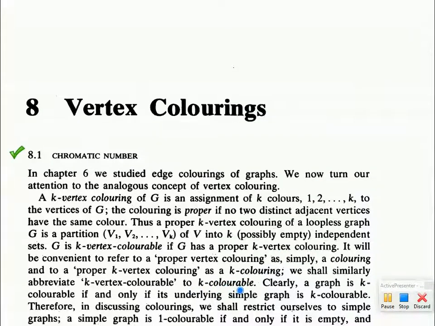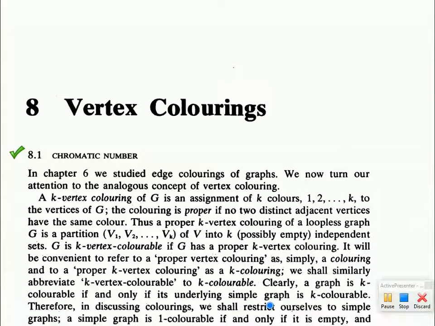K-vertex colorable is abbreviated K colorable. A graph is K colorable if and only if its underlying simple graph is K colorable. You have to start with a loopless graph again. Why? Because if you had a loop, then a vertex would be adjacent to itself, and so you could not have a proper coloring, in the sense that that vertex would be colored in the same way as an adjacent vertex, itself. So again, loops are not allowed.